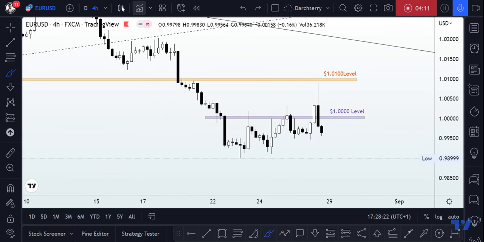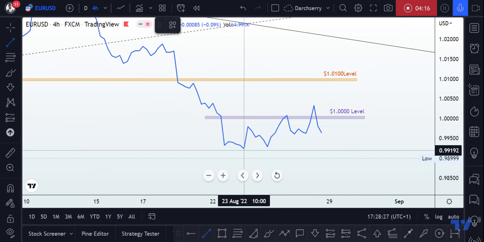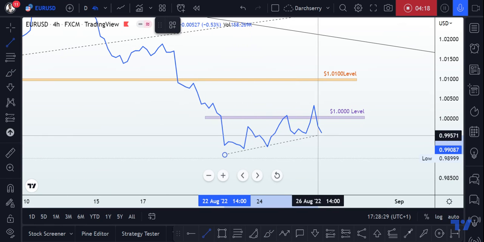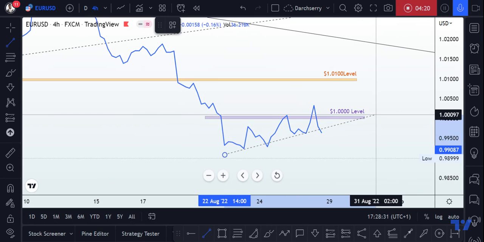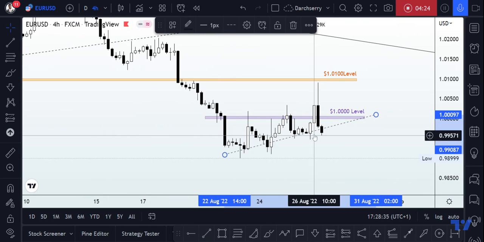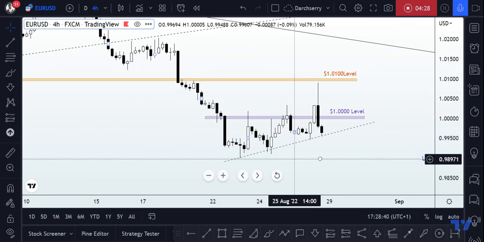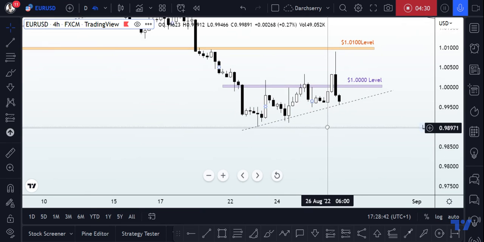The next thing I want to be doing here is to bring out my line chart and connect these points together. We have a bullish trend line here. We have a temporary bullish trend line here, which I want to be drawing out. And let's readjust this so that it can fit in the current structure we have here. So what do we have here? We have something like this.